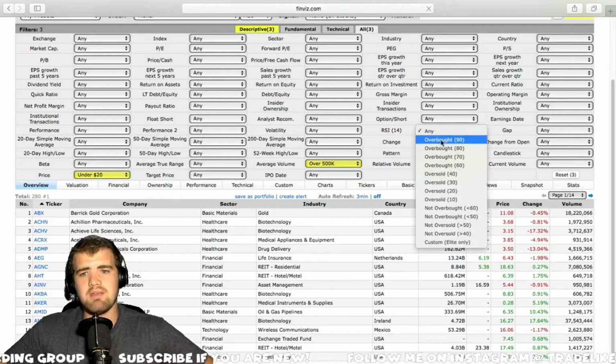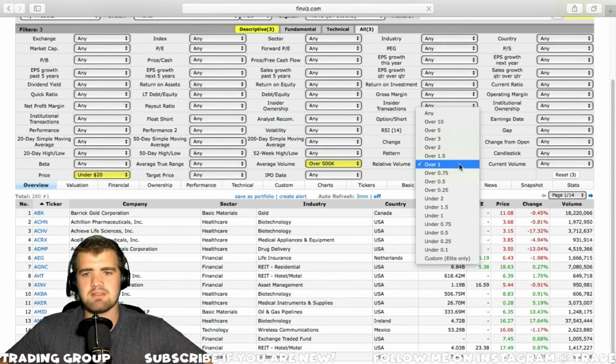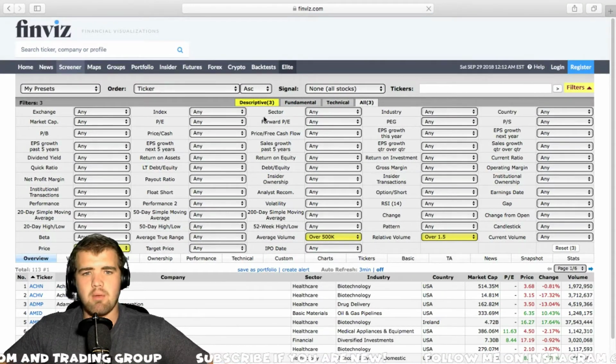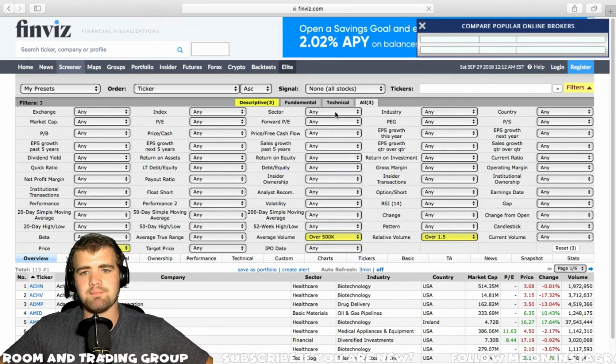And even 1 is pretty low here. We could even go 1.5. Let's just leave it on 1.5 to see what we got here.